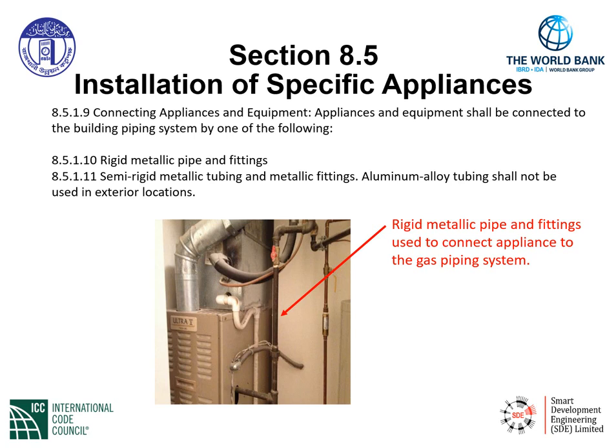Another choice of the designer is 8.5.1.11, semi-rigid metallic tubing and metallic fittings. Aluminum alloy tubing shall not be used in exterior locations. Again, remember that aluminum has corrosive tendencies when located in certain areas. So again, this is prohibited specifically here as being used as an appliance connection material.